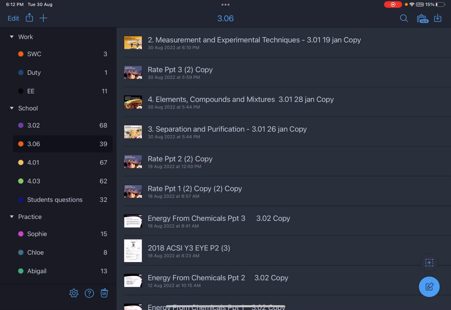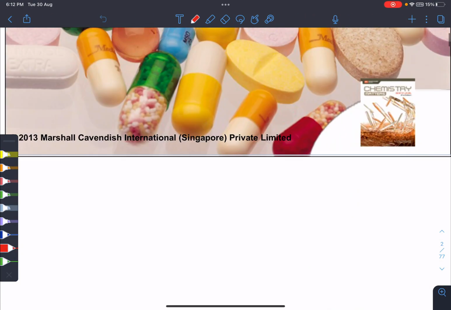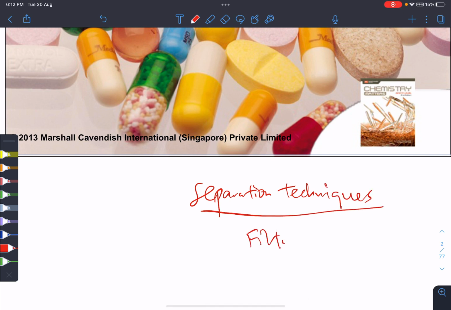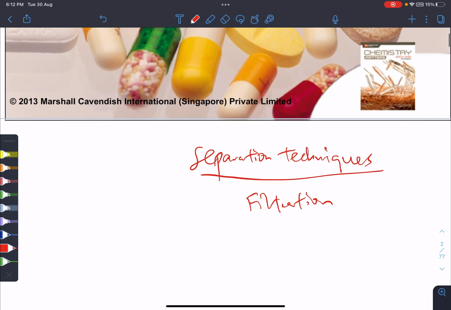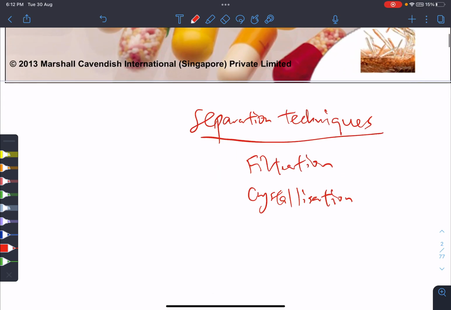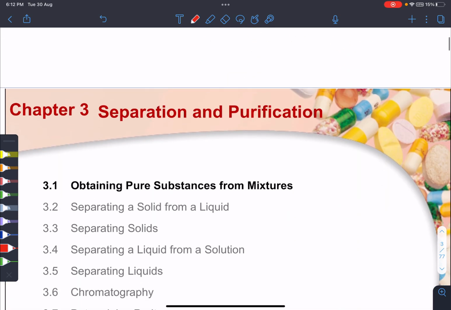Next, we'll go on to separation and purification. So this is basically what I call separation techniques. Some of these methods you are already familiar with. Things like what? Filtration. We've done it in the lab many times. You know roughly how it works. Even crystallization. We've done it in the very first practical of the year. The blue crystal thing. So to do this now is just about officially going through it.